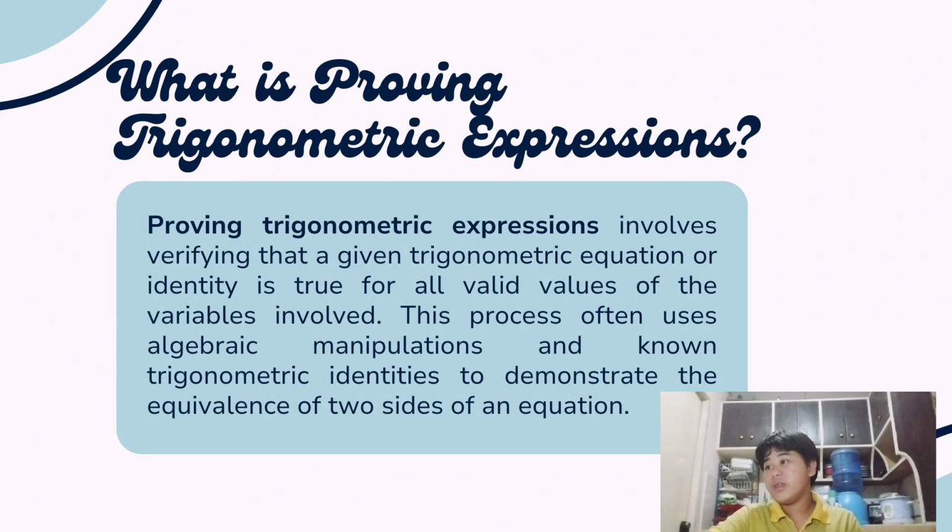Now let's proceed to the next topic, which is proving trigonometric expressions. So what is proving a trigonometric expression? It involves verifying that a given trigonometric equation or identity is true for all valid values of the variable involved. This process often uses algebraic manipulations and known trigonometric identities to demonstrate the equivalence of two sides of an equation.